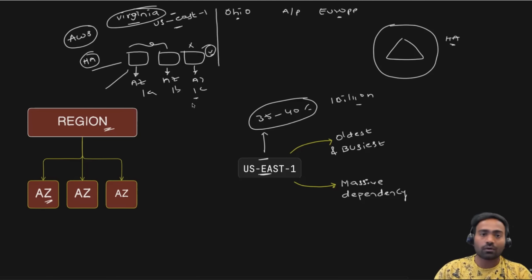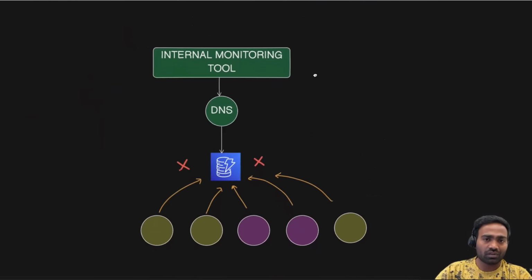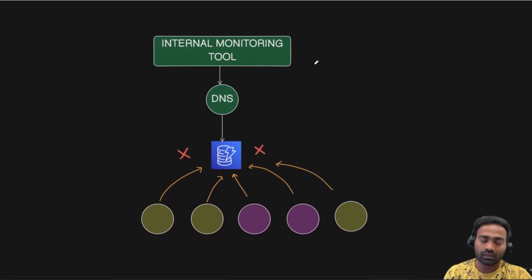But this outage impacted the entire Virginia region. That means this outage impacted 35 to 40% of entire AWS users. You can understand it that way. Now, why did the entire region get into an outage? Let's try to understand the root cause.